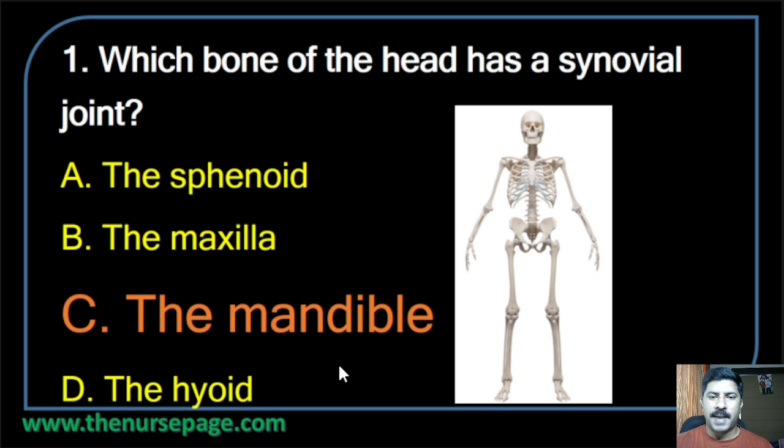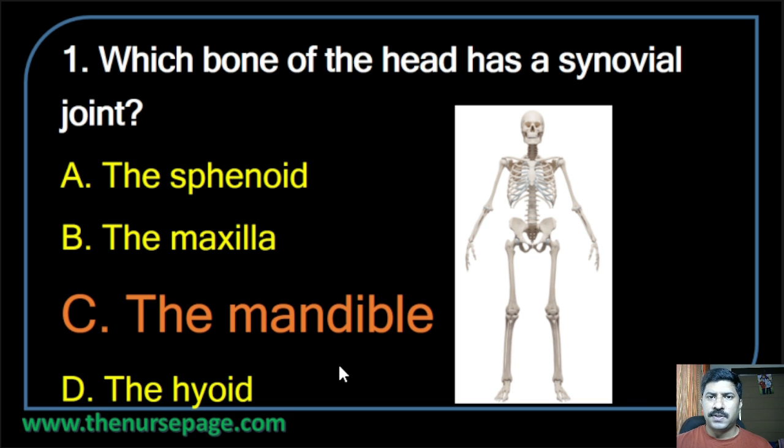Correct answer is mandible. The mandible joint is an example of a synovial joint. Synovial joint means there will be a synovial cavity. The joint is covered with the synovial cavity and there will be synovial fluid in between the bones. It will reduce the friction of the bones, so that it helps to move the bone. So there are several kinds of joints in our body.